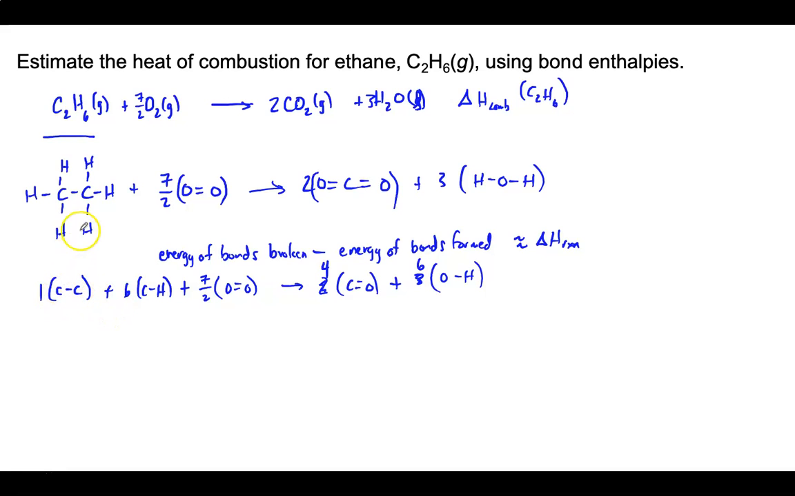Okay, so let's make sure we got this. So I got the CC bond. I've got 1, 2, 3, 4, 5, 6 carbon hydrogen bonds. 7/2 times an oxygen double bond. 4 COs because there's 2 C double bond O's per carbon dioxide, and there's 2 of them, so I got to do 4 of those. And then 6 OHs from the waters. Okay, so let's go to our table and figure out what our energies are.